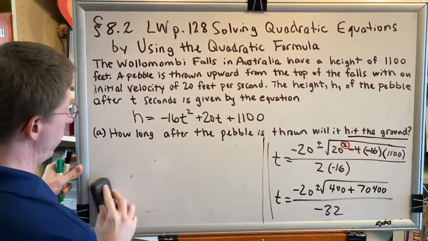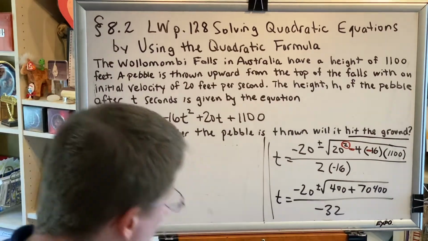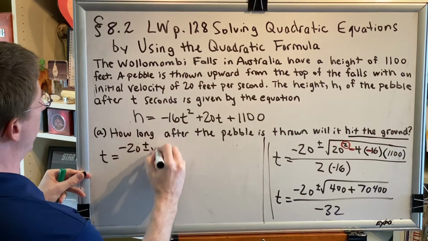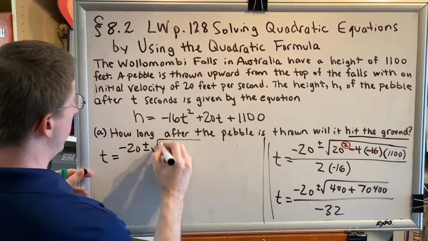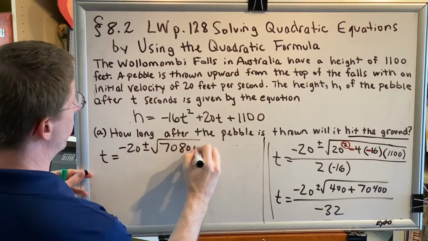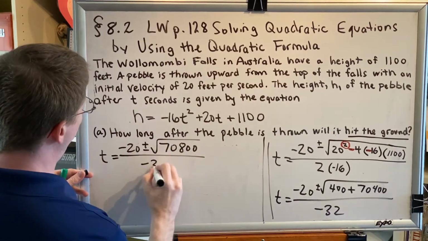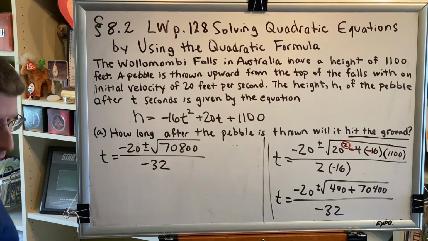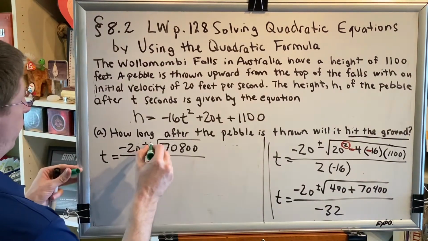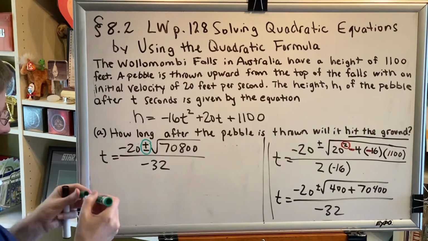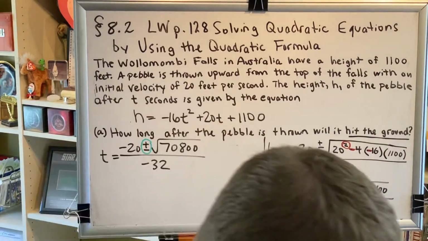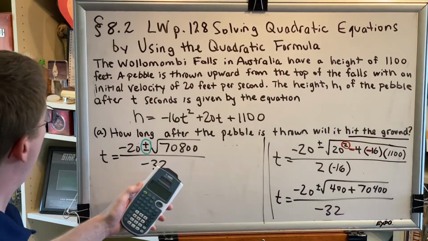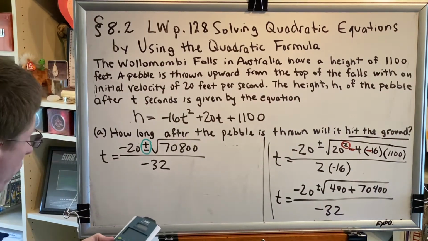All right, we continue simplifying. So we get t equals negative 20 plus or minus the square root of 70,800, all divided by negative 32. We're now ready to put this in our calculators. We're going to put it in twice, once for the plus, once for the minus. Let's compute our entire numerator first, and then we can divide the result by the negative 32.